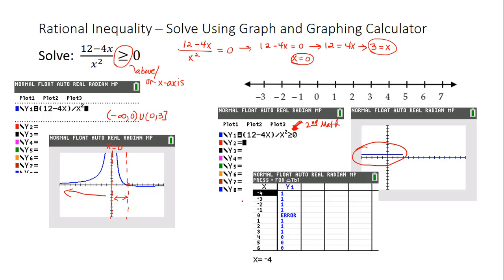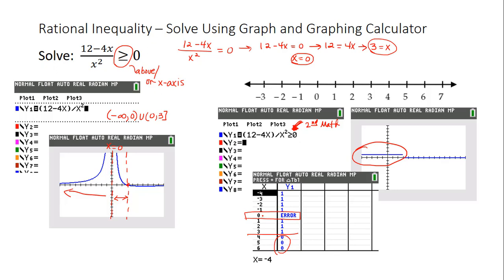Hopefully the table would tell you, okay, now I'm seeing all the x values, and in the y column, I'm seeing 1s for the x values that make it true. So at -4, -3, -2, -1, I see a 1. But at 0, what do I see? I get an error message that tells me 0 has to be excluded from this solution set. And then to the right of 0, I get 1s up to 3. And then 4, 5, and 6 all give me values that are 0. So that tells me they cannot be included in the solution set.